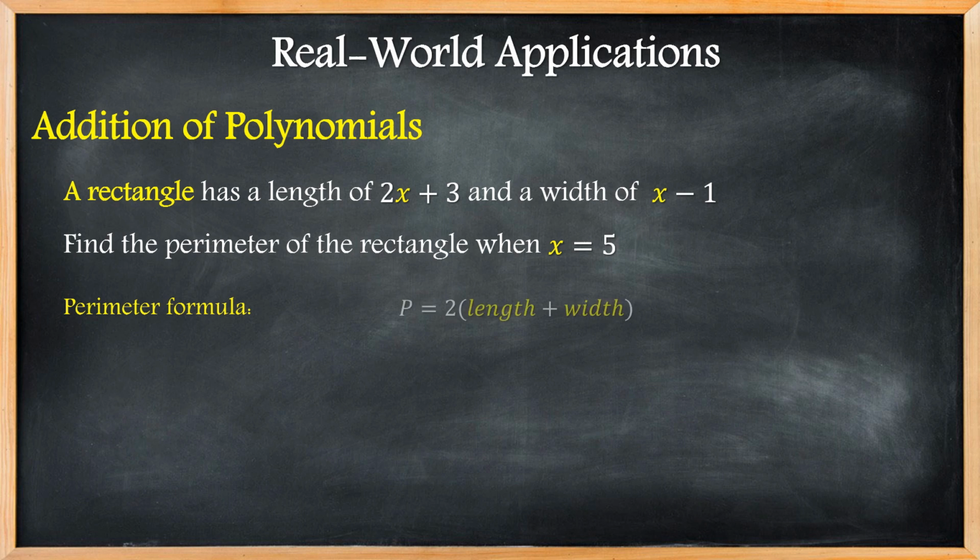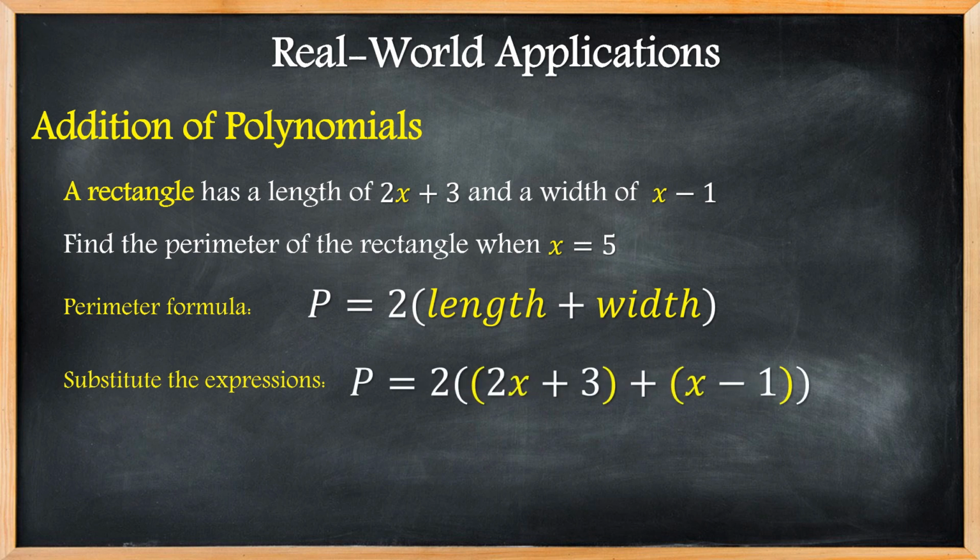Step 1. Use the perimeter formula. We recall that the perimeter of a rectangle is given by the formula. Perimeter equals 2 times the sum of the length and the width. Step 2. Substitute the given expressions. Now let's replace the length and width with the given algebraic expressions. Perimeter equals 2 times the quantity 2 times x plus 3 plus the quantity x minus 1.